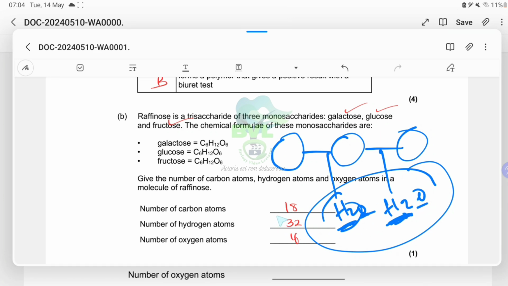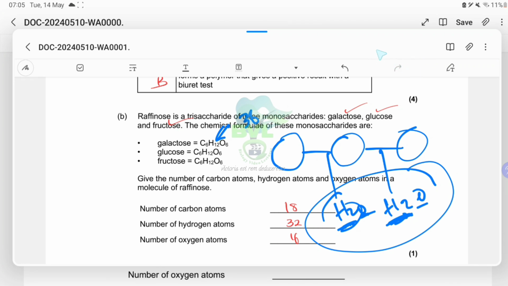So normally you're supposed to have 36 hydrogen. 36 take away 4, you have 32. That's why you have 32 here. Then oxygen is basically 2. So instead of 18 oxygen, you have 16, because you take away 2 from 18. Hope that made sense all the way.